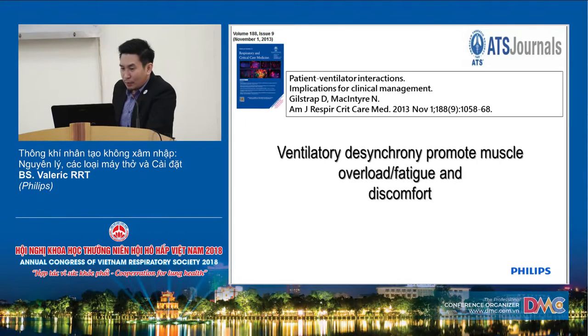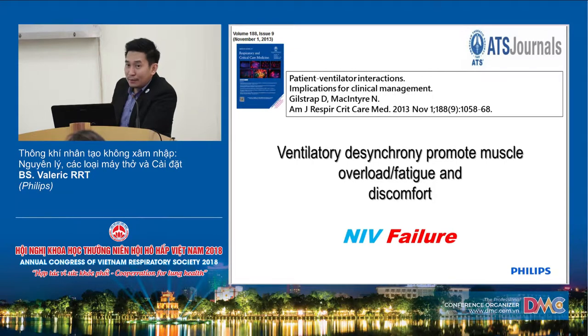Additional journal, published by the ATS journal in 2013. If the patient and the ventilator are not synchronized, it promotes ventilator dyssynchrony, muscle fatigue and overload, and discomfort of the patient, leading to non-invasive failure.